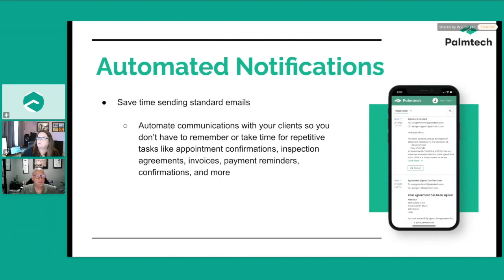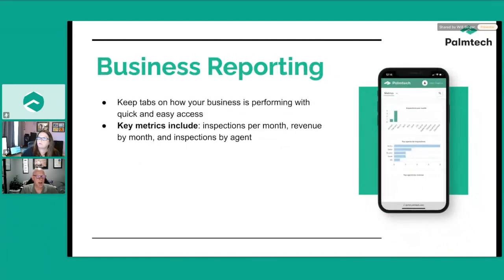Business reporting. Yeah, this just helps you keep tabs on how your business is performing with quick and easy access. You get to see things like how many inspections you're doing per month, how much revenue you're doing per month, which agents are giving you the most business. Just gives you some key metrics in terms of understanding how your business is really doing.